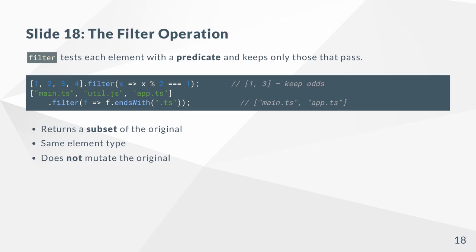Filter tests each element with a predicate and keeps only those that pass. The array 1 through 4 filtered with the odd predicate gives 1 and 3. An array of file names filtered to keep only those ending in .ts keeps only the TypeScript files. Filter returns a subset of the original. The elements are the same type. The original is not mutated. The pattern for filter is: keep only the elements that satisfy a condition.